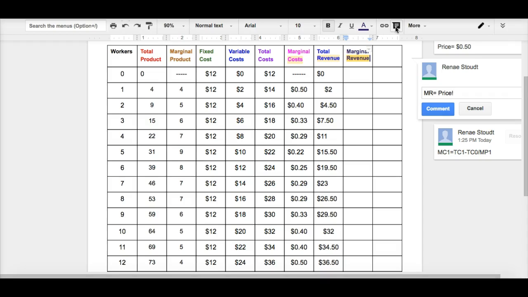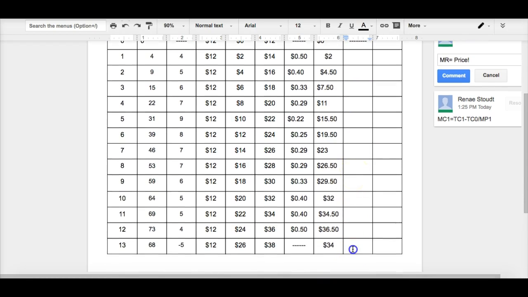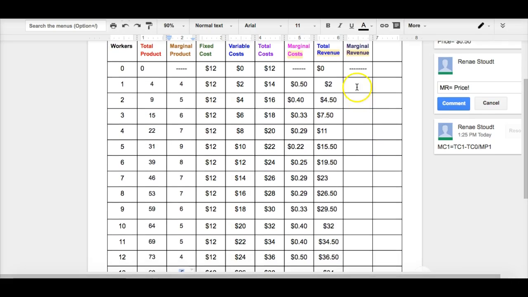Now, if that's the case, keep in mind with all of our marginal columns, you can't do any marginal column for 0 workers because we didn't add anything, we didn't change anything. And you also can't do marginal revenue for the last worker or any worker where you have a negative marginal product, because then that would be a negative marginal revenue and that doesn't make any sense. So other than that, all of these are going to be 50 cents. So you can fill in 50 cents. And I'm actually going to copy and paste, so keep it simple, right? Fill in 50 cents all the way down. Okay, so that's marginal revenue.